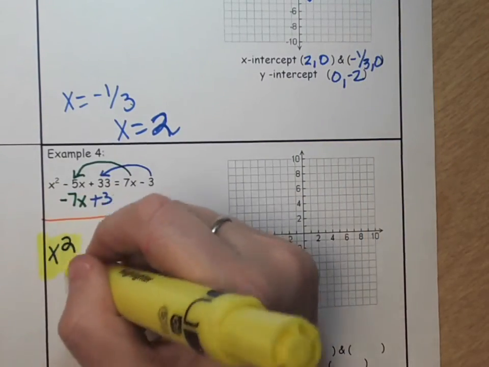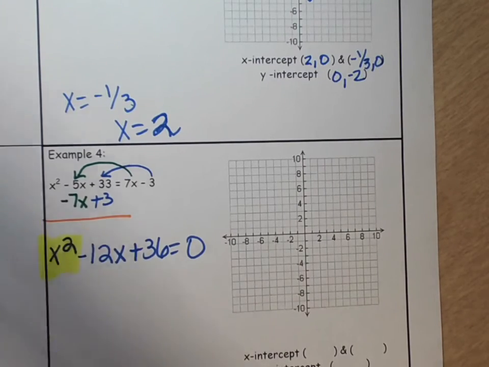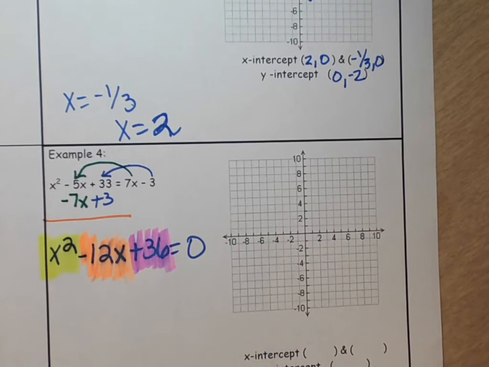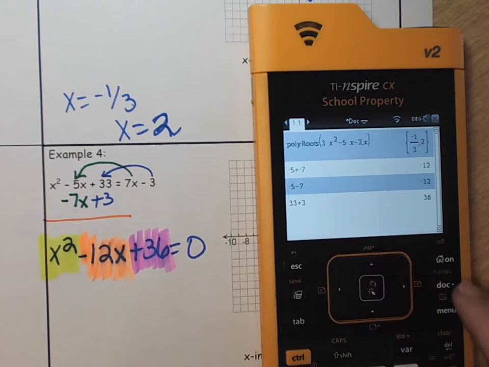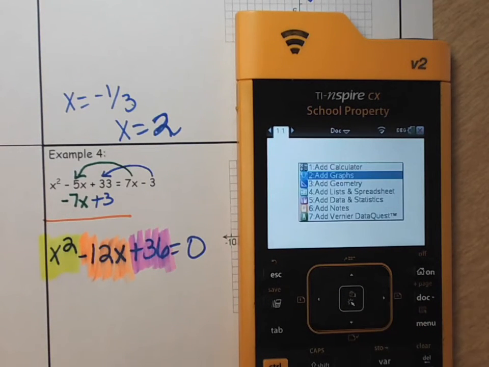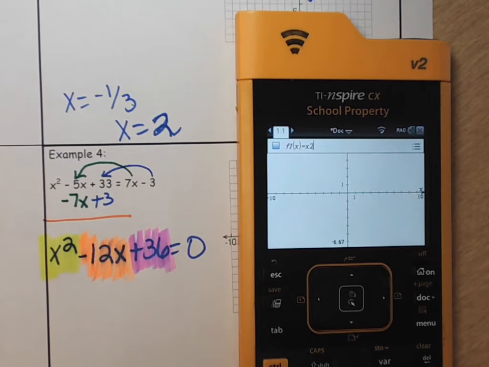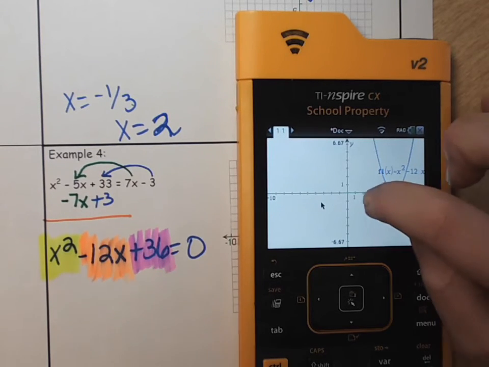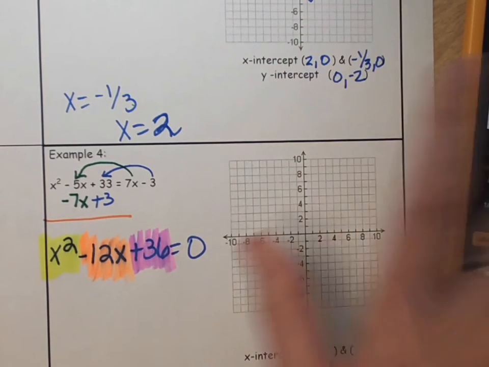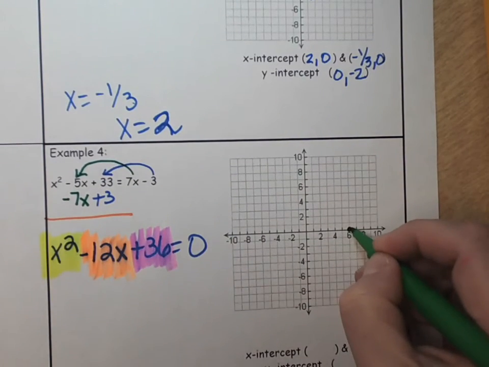Okay, my x squared is my a value. My b value is my negative 12x. And my c value is my 36. So let's type it in the calculator. We're going to go to graph. Never save it. X squared minus 12x plus 36. 1, 2, 3, 4, 5, 6. So it touches 6. It only touches one time at 6.